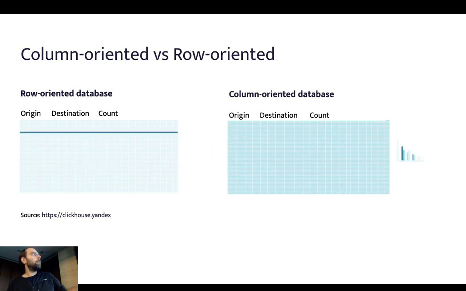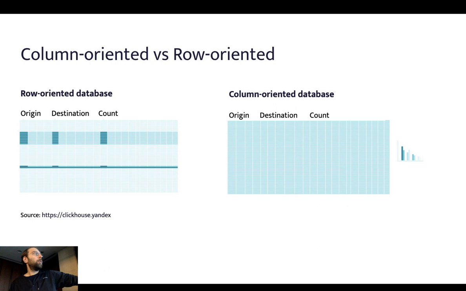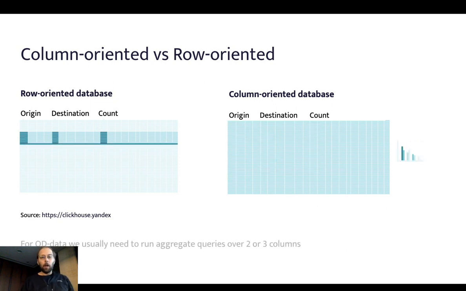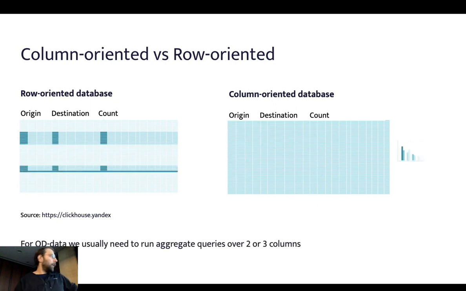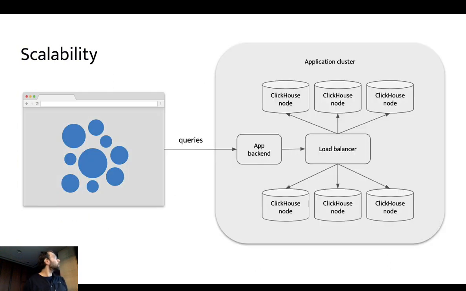So column-oriented databases store data column by column. That's why if you only refer to a few columns in your query, it's faster. And as you saw in the examples I showed before, we only need to query 2 or 3 columns in our queries. And it's also scalable. You can add more nodes to your cluster to make queries perform faster, because the work will be split between multiple nodes.